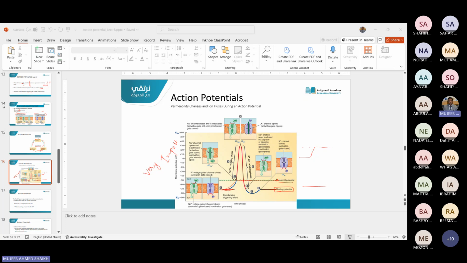And action potential is not a local potential. Once it is produced at one point, it will be traveling to other areas also, from one part of the nervous system to another part of the nervous system. This is called traveling, not local.